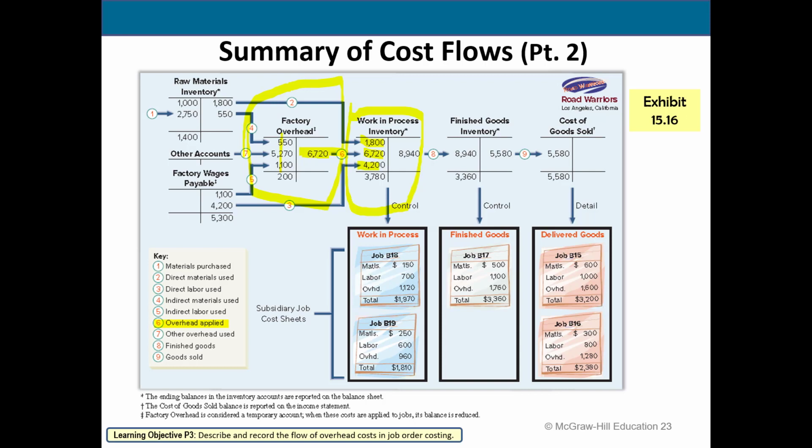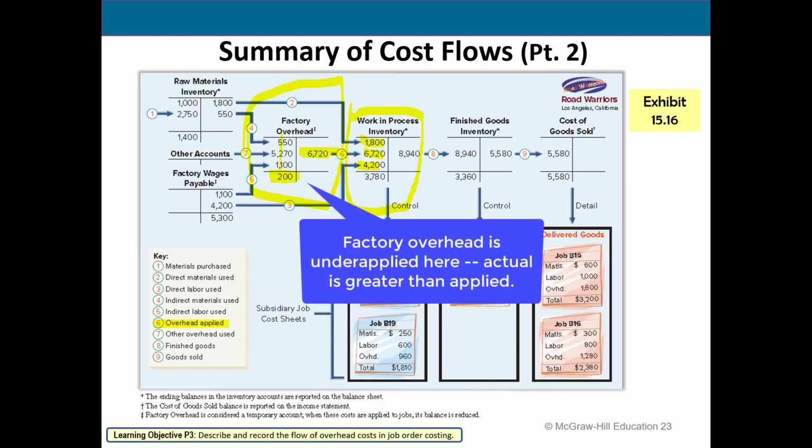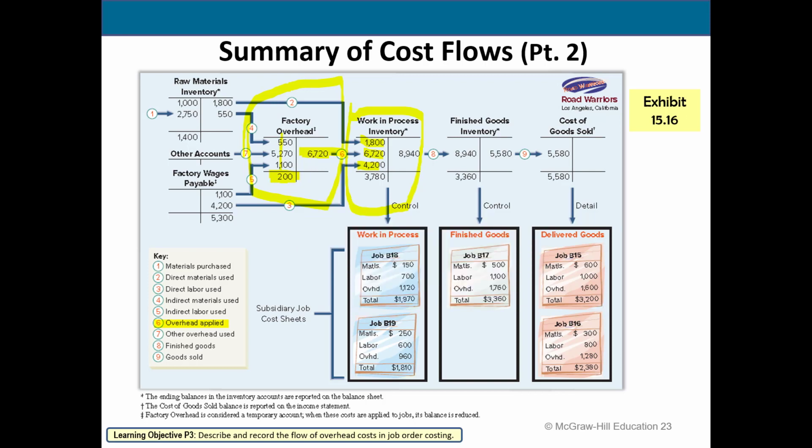So one thing we want to look at here, though, is that the factory overhead, the debits, which are the actual cost, versus the credit, which is the applied, there is a difference here. So there's a balance, meaning we have not applied enough. We have underapplied the factory overhead. The actual costs are $200 greater than the amount that we applied.